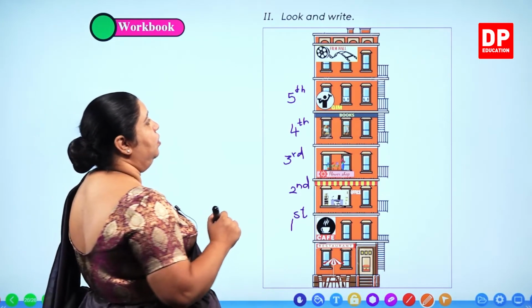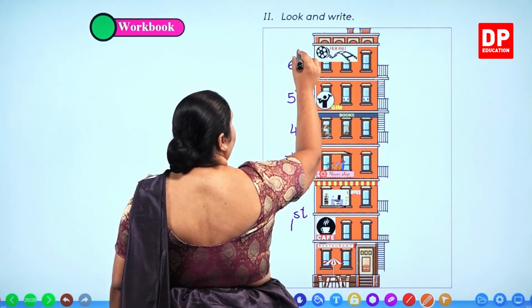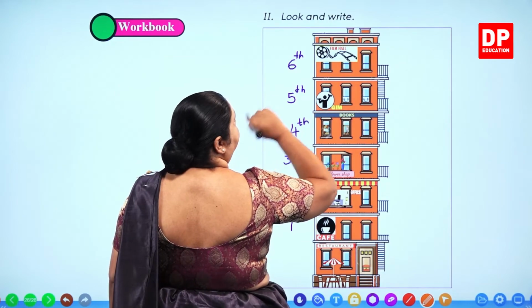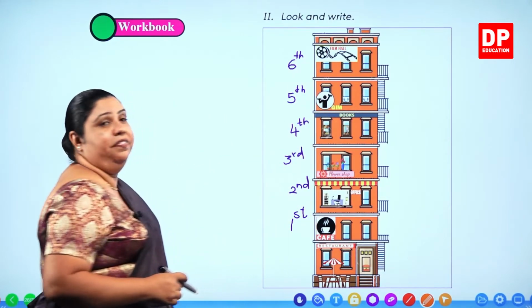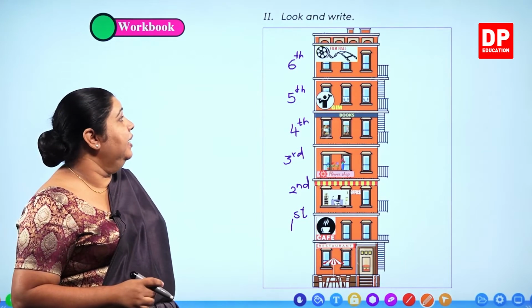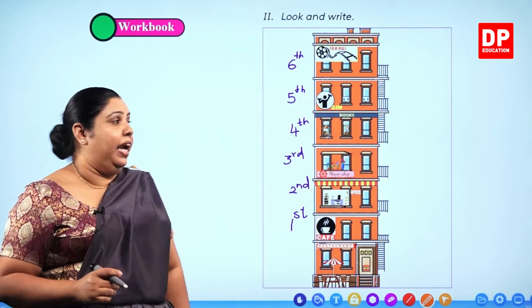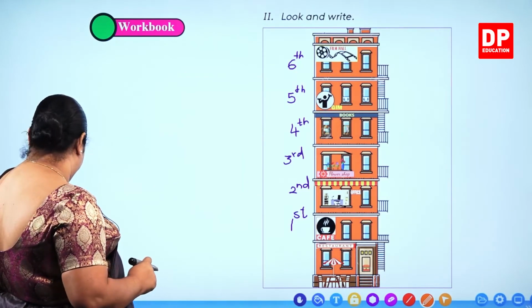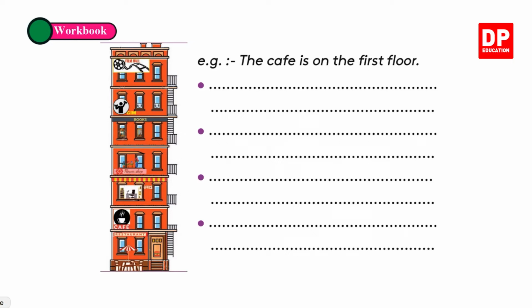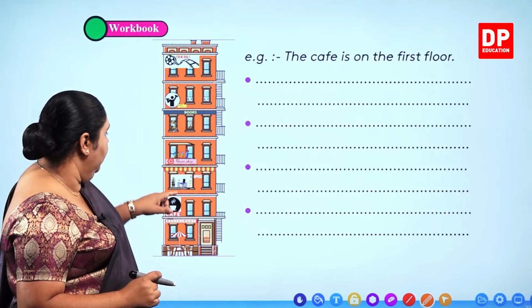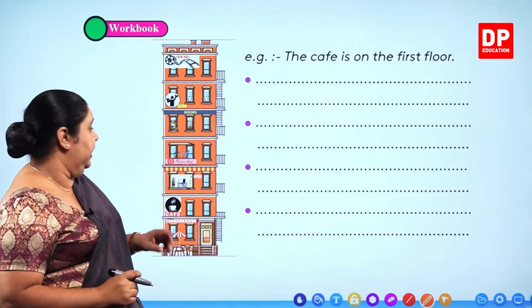Then on top here, on the sixth floor, we have the film hall. The film hall is in the sixth floor. Right. Now we have to write them. You have to write them one by one. Okay? Right? Now you have to write the cafe is on the first floor. Now as we saw, here we have the cafe. That is on the first floor.